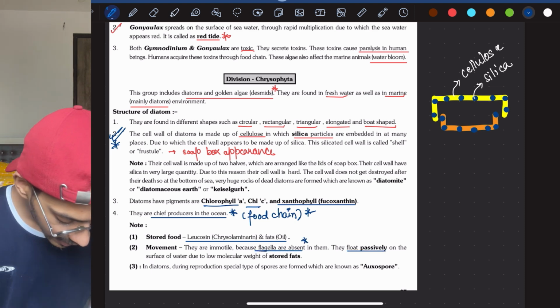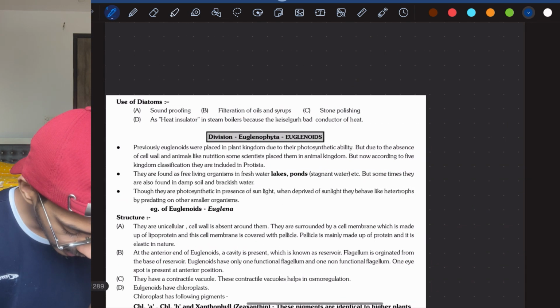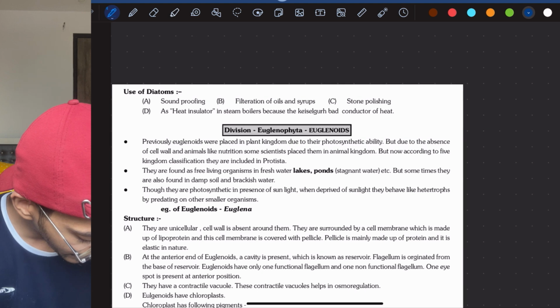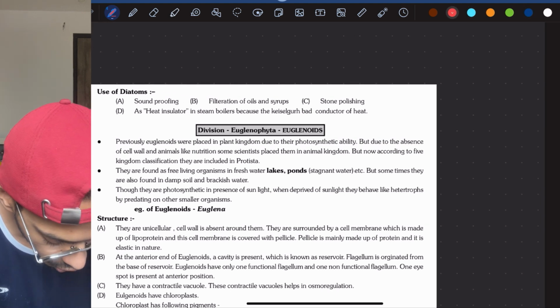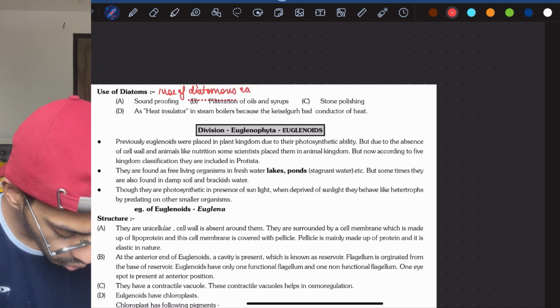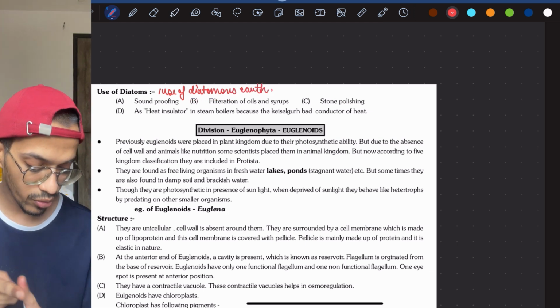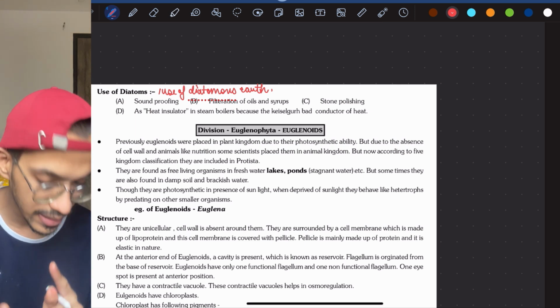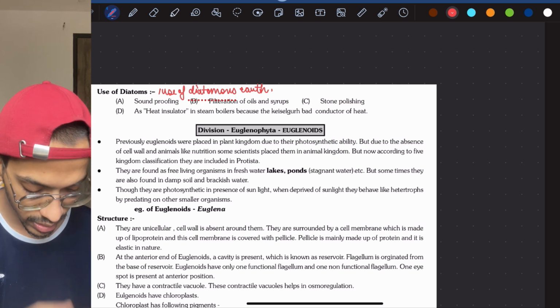Then the next thing: what are the uses of diatomaceous earth? This is the use of diatomaceous earth material: soundproofing, filtering of oil and syrup, stone polishing, heat insulators. You have to remember these things.